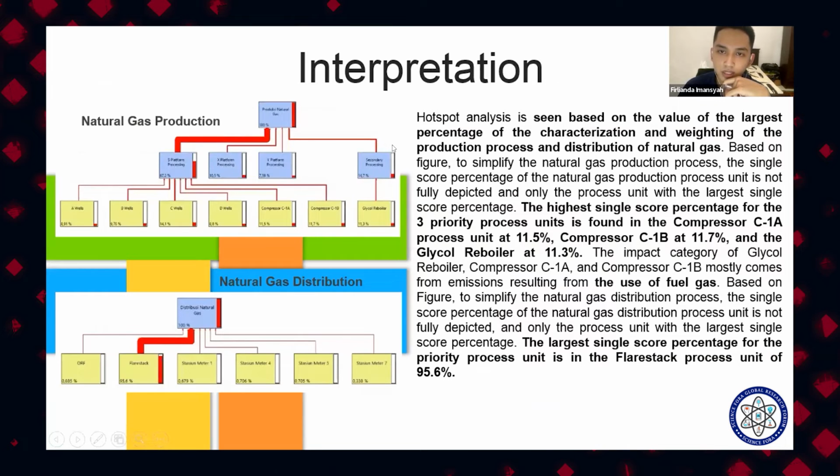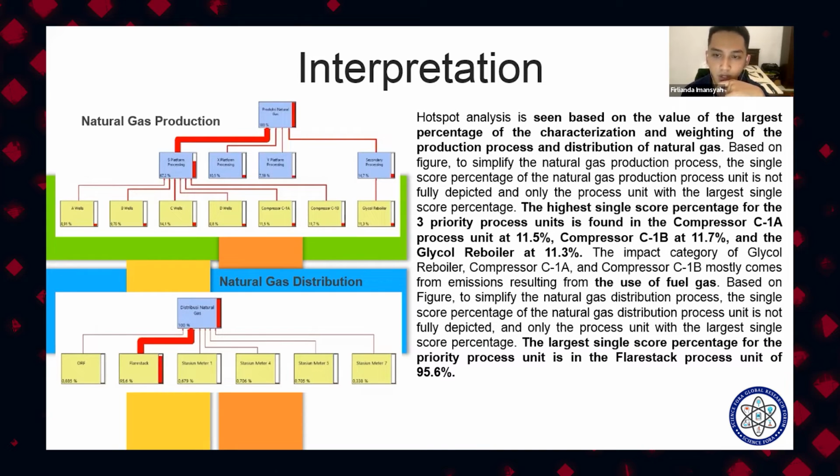The fourth step is the interpretation. Hotspot analysis is a scheme based on the largest percentage values of the characterization and weighting of the production process and distribution of natural gas. Based on a figure, to simplify the natural gas production process, the single score percentage of the natural gas production process units is not fully defined, and only the process units with the largest single score percentages are shown. The highest single score percentages of the three priority process units are found in the compressor C1A process unit at 11.5%, compressor C1B at 11.7%, and the glycol reboiler at 11.3%.